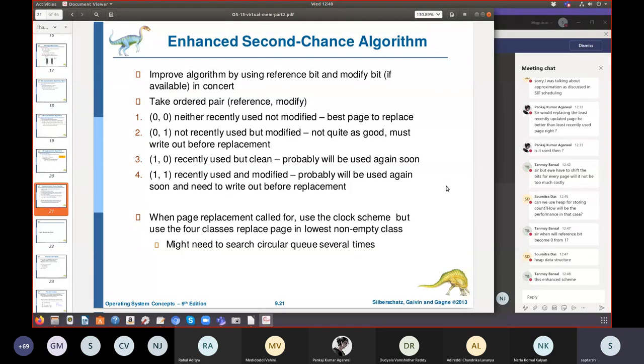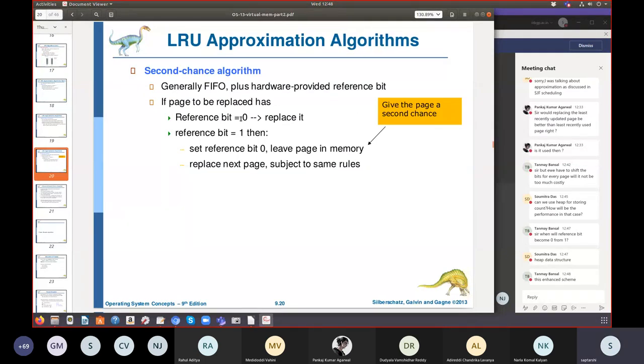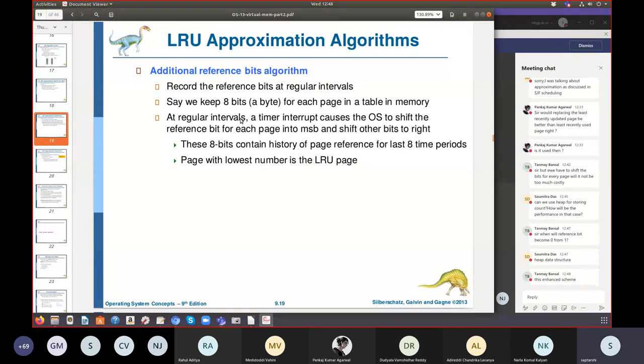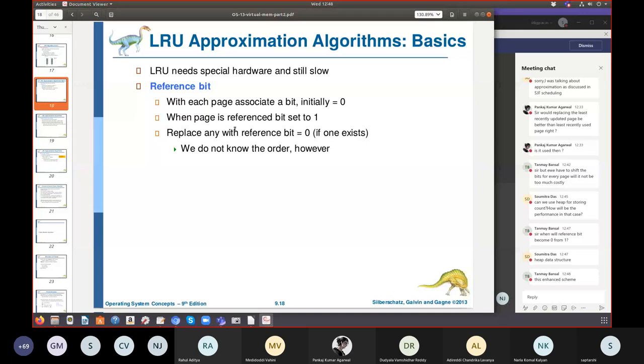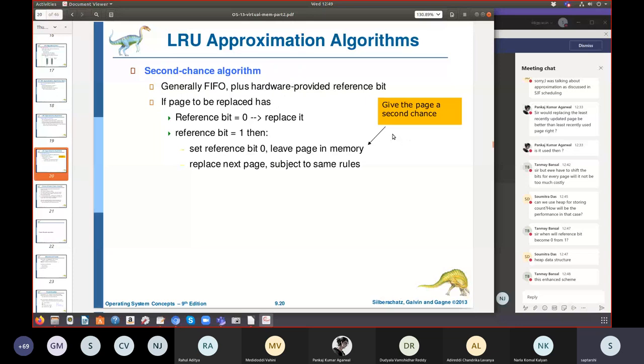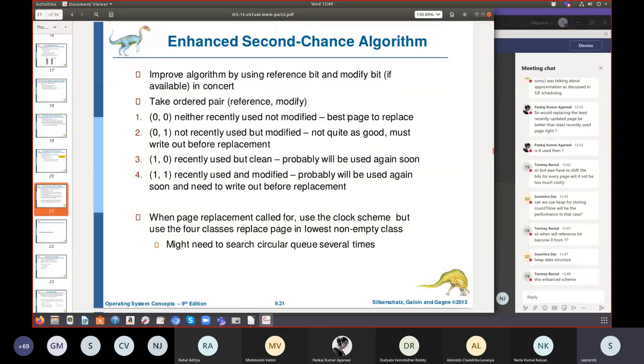This enhanced scheme follows the same rule as this. So when a page is referenced, the bit is set to 1. Initially it's 0, when it's referenced, it's set to 1. So there is no change in this part. The change is in using the modify or dirty bit along with this reference bit.